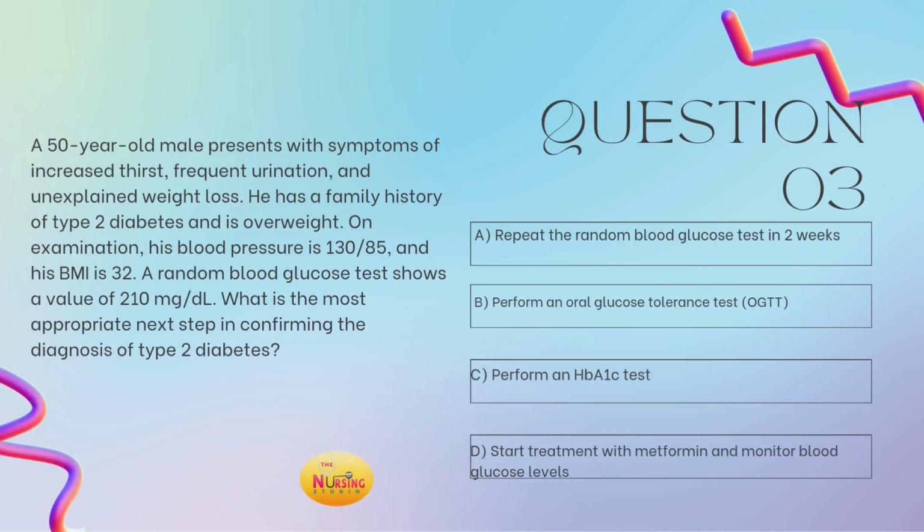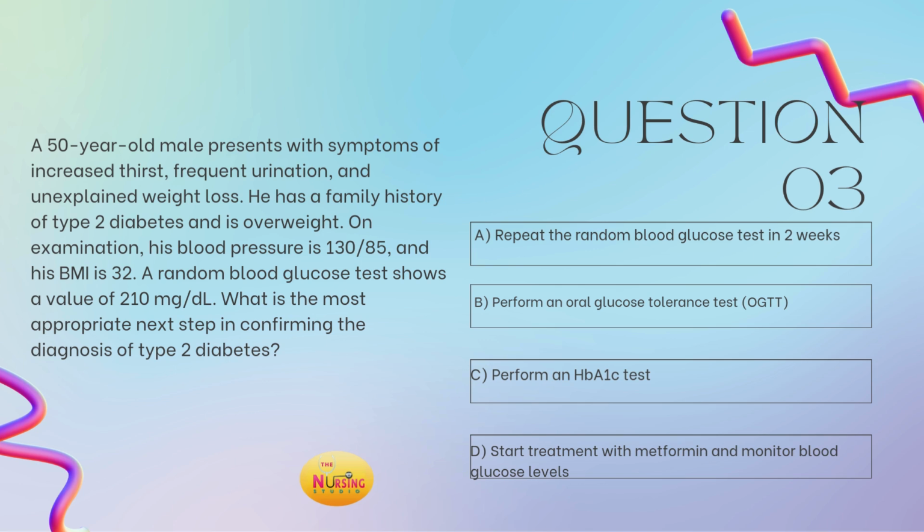Question number three, a 50-year-old male presents with symptoms of increased thirst, frequent urination, and unexplained weight loss. He has a family history of type 2 diabetes and is overweight. On exam, his blood pressure is 130/85 and his BMI is 32. A random blood glucose test shows a value of 210 milligrams per deciliter. What is the most appropriate next step in confirming the diagnosis of type 2 diabetes?